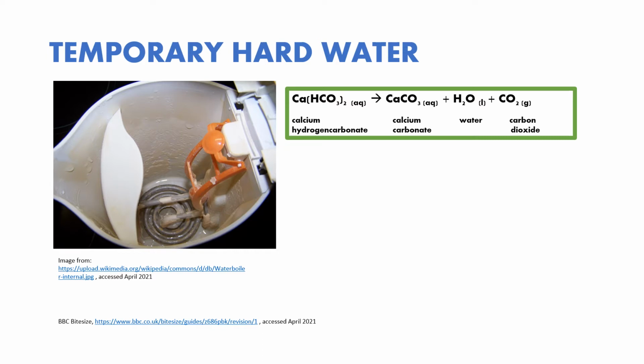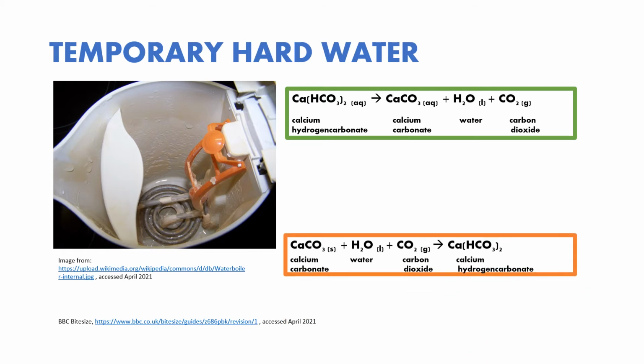Now, we've talked about how temporary hardness is removed. Now let's talk about how it occurs in the first place. Rainwater is naturally acidic, as the carbon dioxide in the air is dissolved in rainwater. This then reacts with the rocks containing calcium carbonate to form soluble calcium hydrogen carbonate. It is the calcium hydrogen carbonate formed which causes the temporary hardness in water.